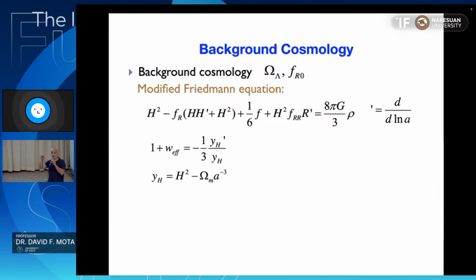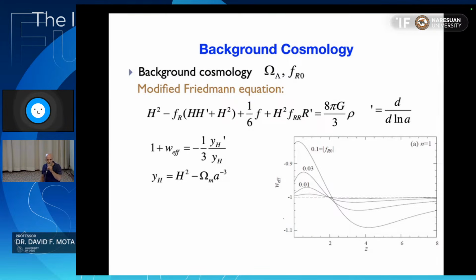And my universe's effective equation of state is just a ratio between the derivative with respect to the scale factor over y, okay? Just trust me, you can get that. So if I do a plot of the equation of state as a function of redshift, okay? Now I want to know, for my f of R theory of gravity, what's the effective equation of state of the universe as a function of redshift.